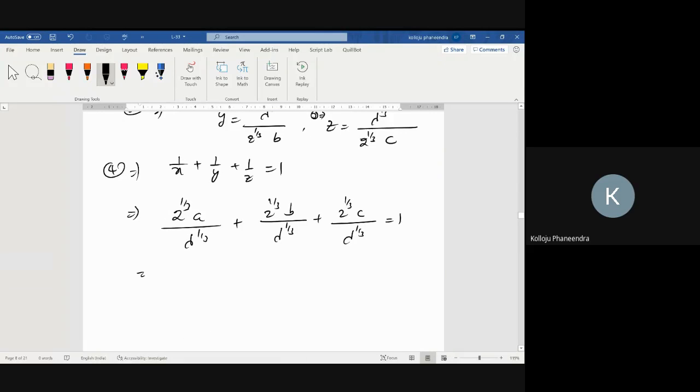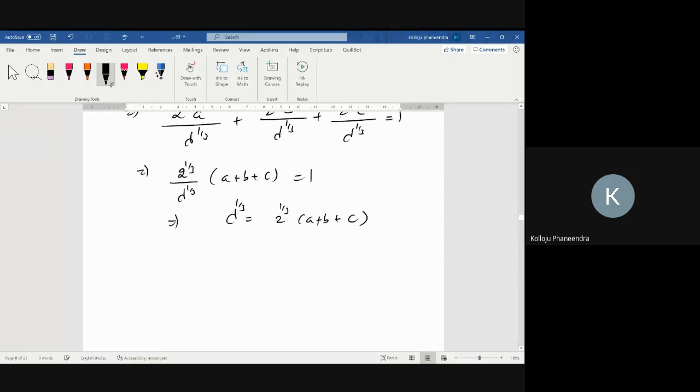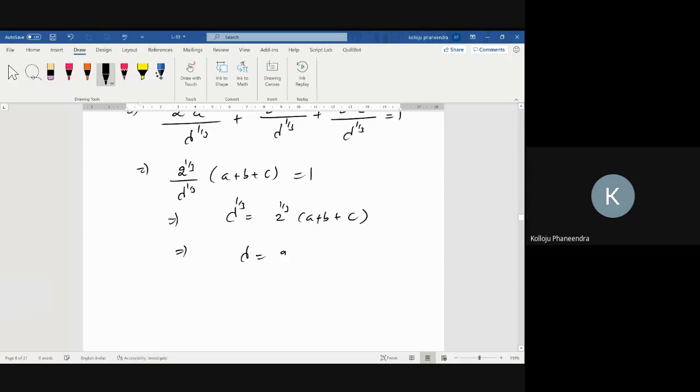Done? So 2 power 1 by 3 by lambda power 1 by 3 is common, so a plus b plus c equal to 1 times lambda power 1 by 3 over 2 power 1 by 3. So what is the lambda value? Lambda power 1 by 3 equals 2 power 1 by 3 times (a plus b plus c). So lambda equals 2 times (a plus b plus c) whole cube. Is it correct?